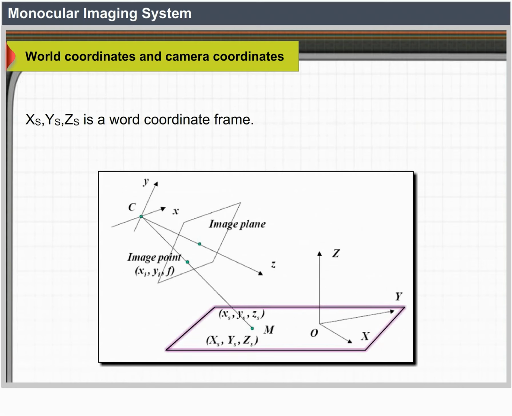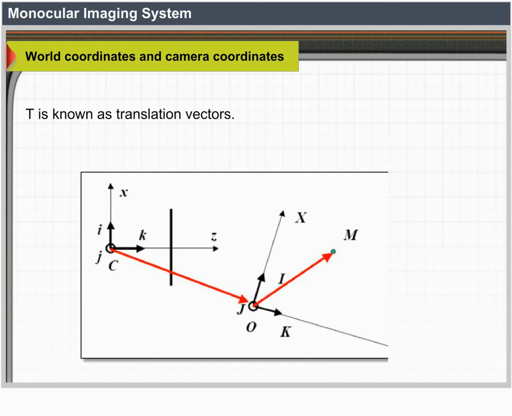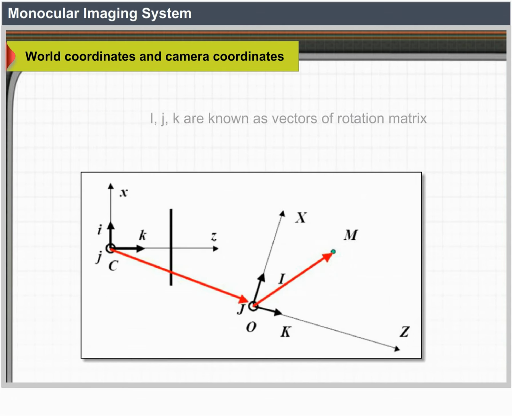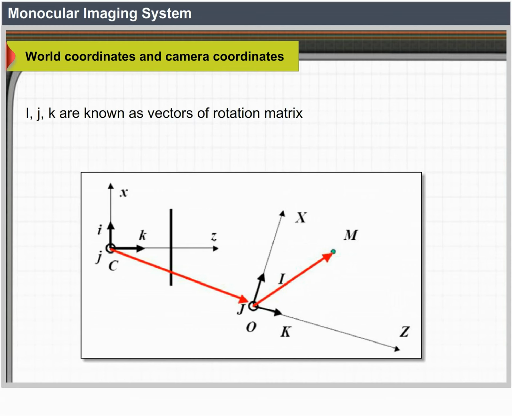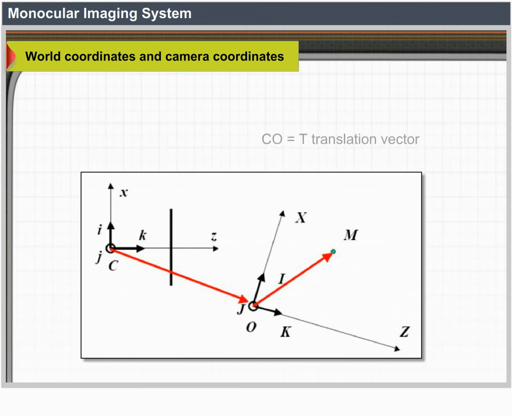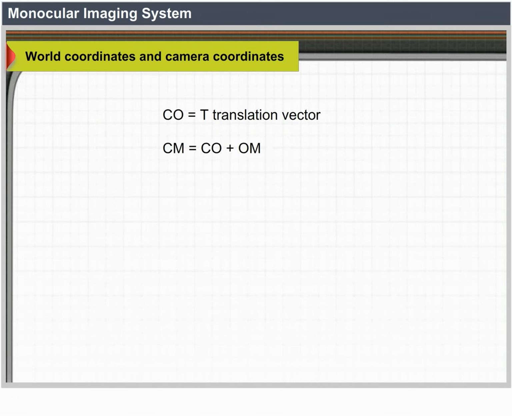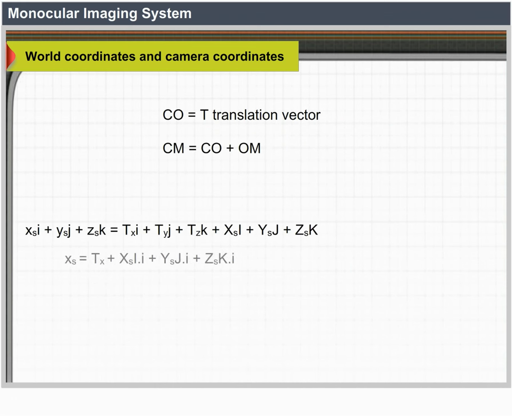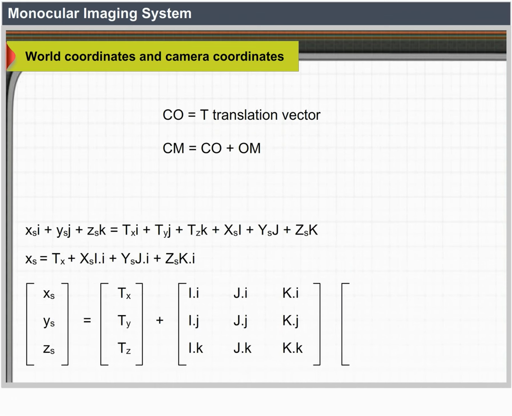XS, YS, ZS is a world coordinate frame. Small xs, ys, zs is known as the image coordinate frame. T is known as a translation vector. I, J, K are known as vectors of the rotation matrix. Please refer to the diagram on screen and the rotation matrix.